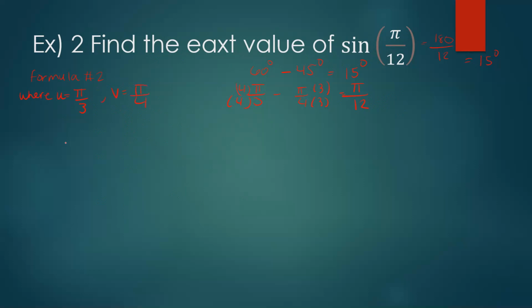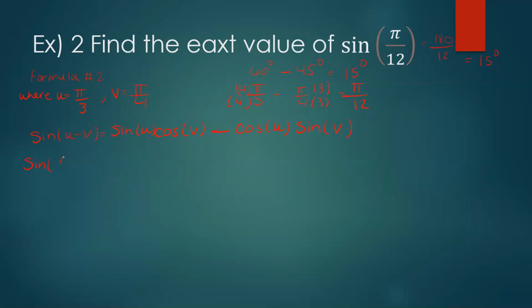Okay, so let me rewrite sine formula number 2. Formula number 2 is sine of u minus v equals sine of u, cosine of v, minus cosine of u times sine of v, right? Okay, so we just gotta plug it in.